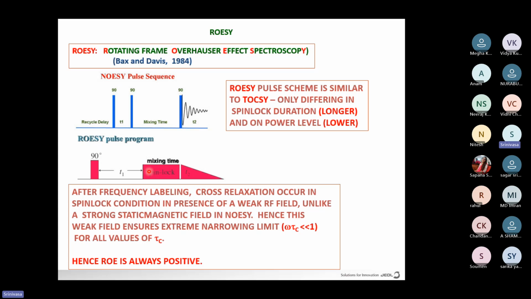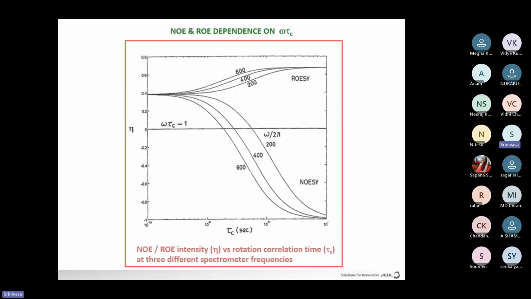It transfers magnetization from that spin to the next spin system. But both will give the same information. Let me go into what the difference is between these two.